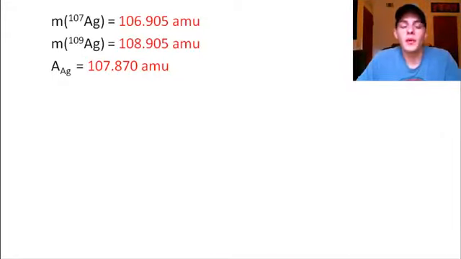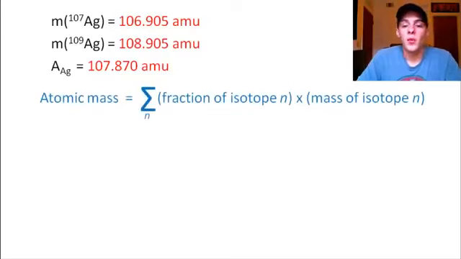Again, we have three important pieces of information: the mass of silver 107, the mass of silver 109, and the atomic mass of silver. One of the main formulas that we're going to use here is for the atomic mass of an element. Remember, the way that we get the atomic mass of an element is we take a summation. That's what the sigma means. It's a summation over n isotopes, where n is the number of naturally occurring isotopes that the element has. The terms that you add together are the fractions of the isotopes multiplied by their respective masses.